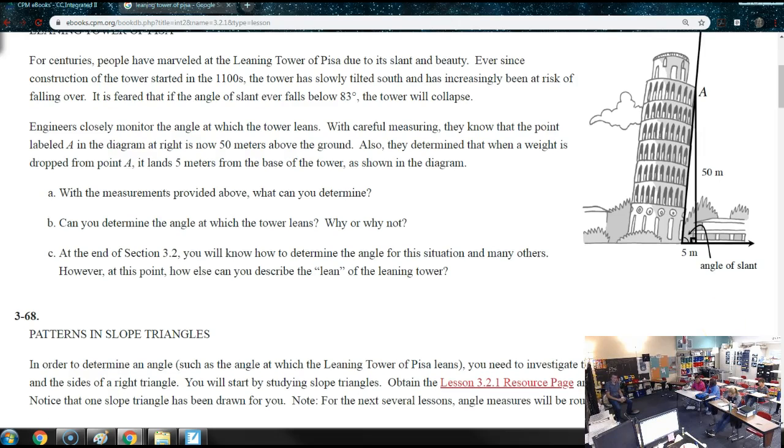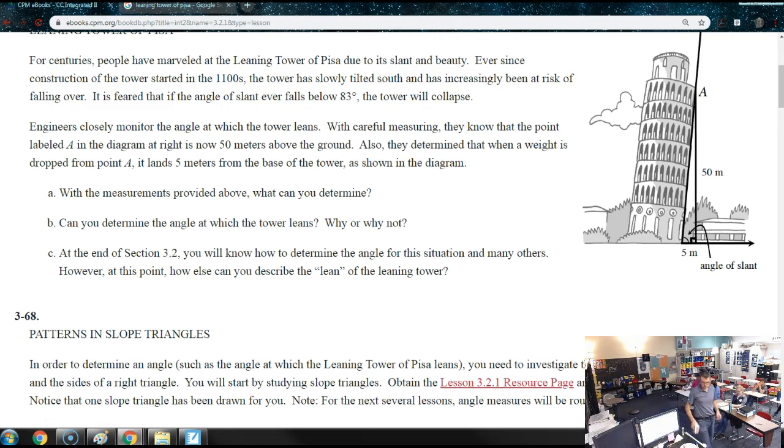How are we able to use that to determine the angle at which the tower is at? Well, this gets us into a branch called trigonometry. So we're doing a little bit of trigonometry.